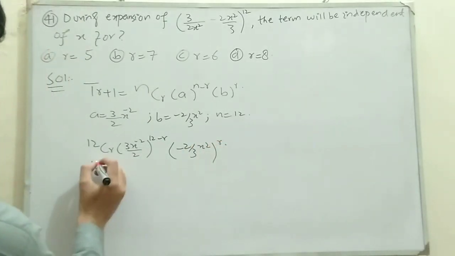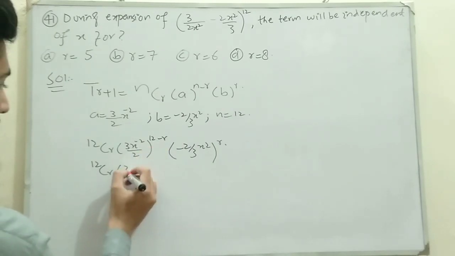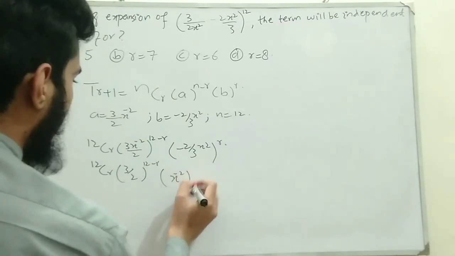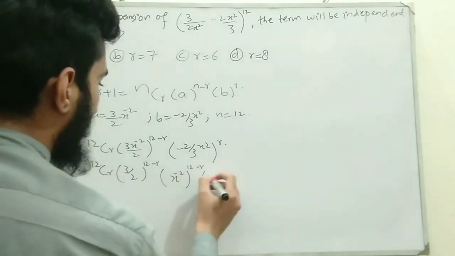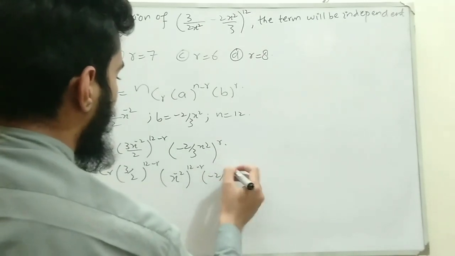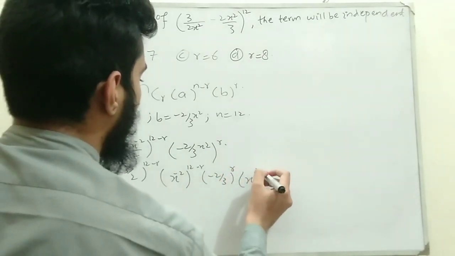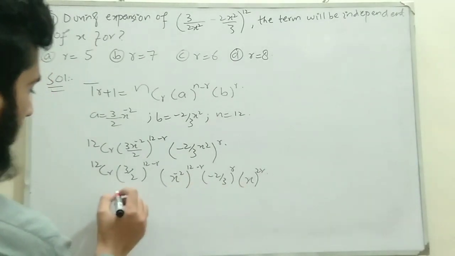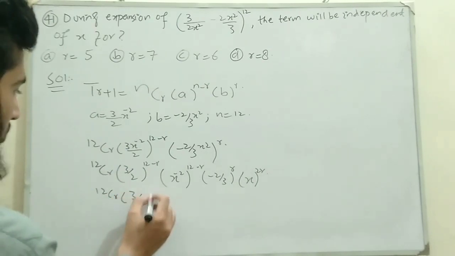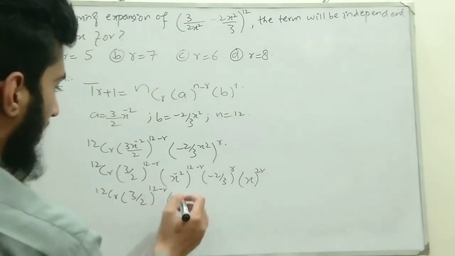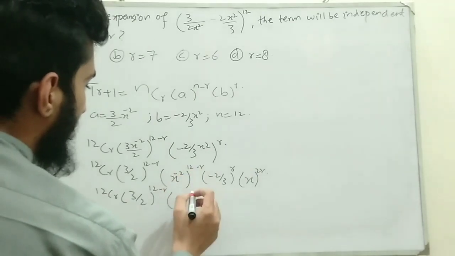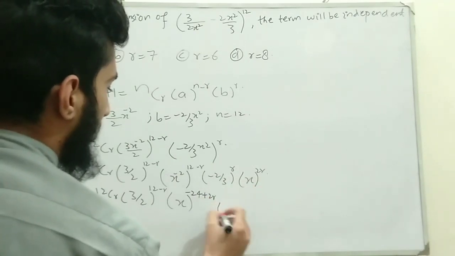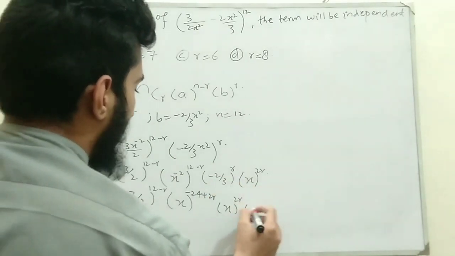Now by simplification, it will give us 12Cr (3 by 2) power 12 minus r, x power minus 2 and power 12 minus r, and after this (minus 2 by 3) power r, and after this x power 2r. Now the bases of x are same, so 12Cr (3 by 2) power 12 minus r, x power it multiply minus 2 by 12 gives minus 24, and minus minus gives plus 2r, so x power 2r, and here it is (minus 2 by 3) power r.